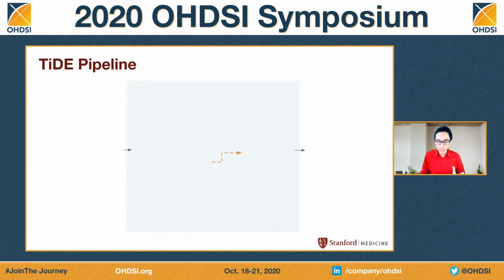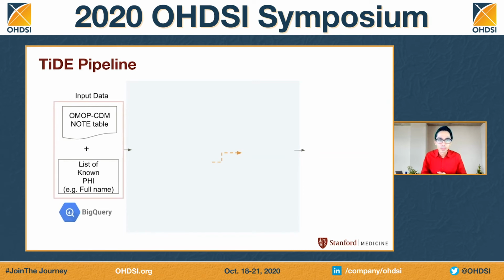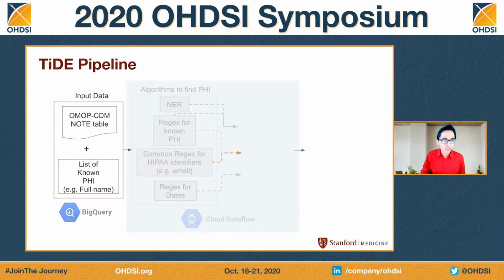Now, how are we doing with TiDE? What we do with TiDE is we start with the OMOP-CDM node, and we are using version 5.3.1, and we have this list of all known PHI information that is routinely collected as part of the patient care.